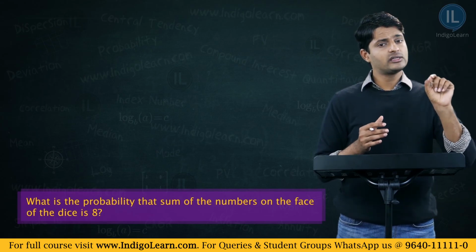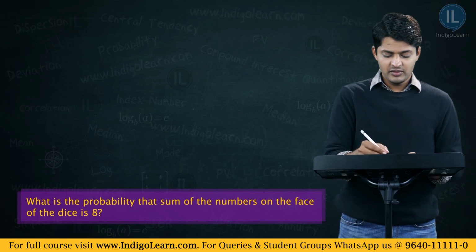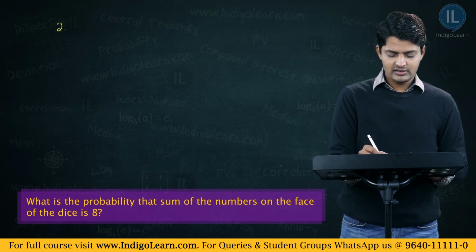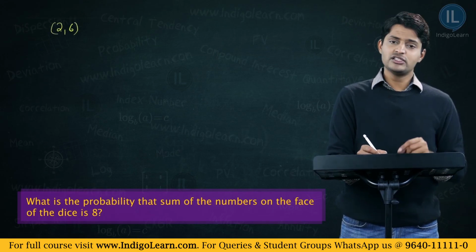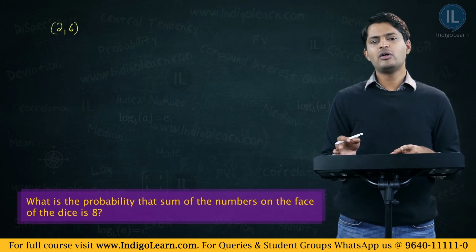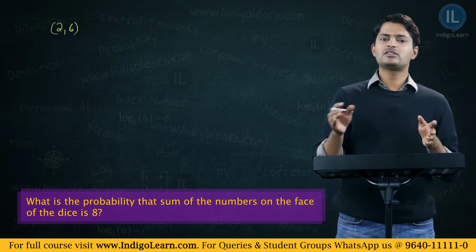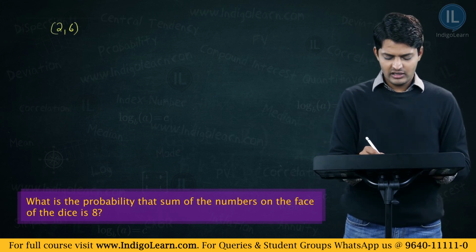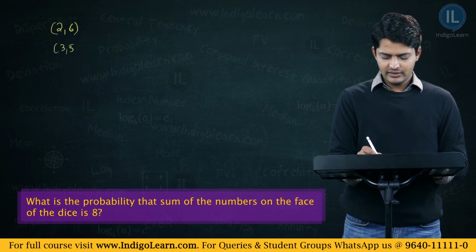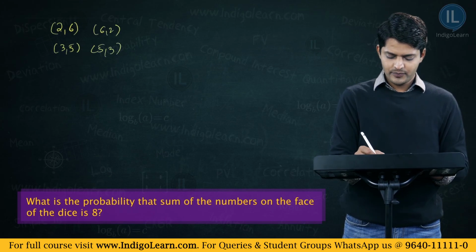Now I want the total sum to become 8. So tell me what are the possibilities. Can I write 1 comma 7? No, because 7 is not possible. So can I write 2 comma 6? Guys, remember henceforth whenever we are writing 2 comma 6, instead of writing 6 comma 2, just count 2 comma 6 2 times. That 2 comma 6 means 6 comma 2 is also included. Similarly, 3 comma 5 means 5 comma 3 automatically comes.